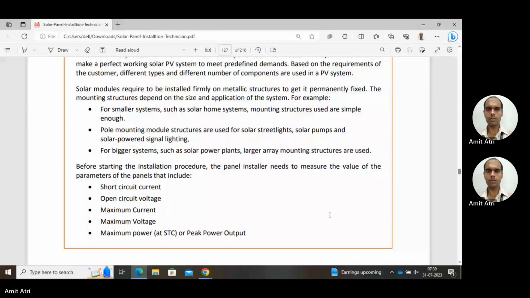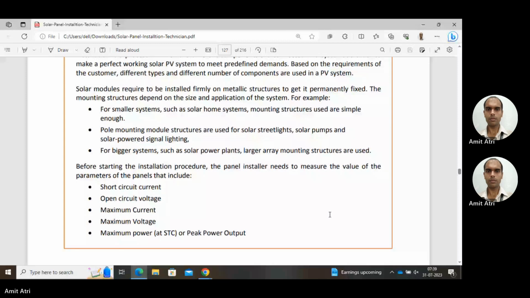Now coming to the installation, the steps involved in installation of solar panel. So first of all, we have to understand the installation prerequisites, then assemble and fix the mounting structure. After that, mounting of solar modules on the structure. First, all of the prerequisites, then fix the structure. Then on that structure, we have to fix our solar module or solar panel.